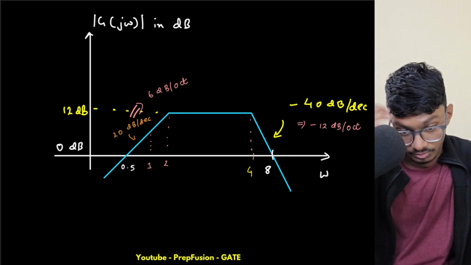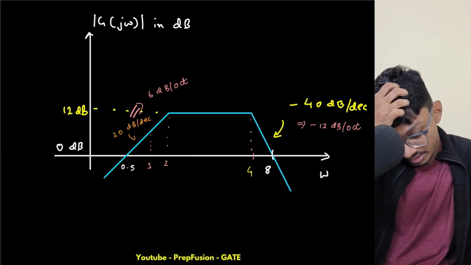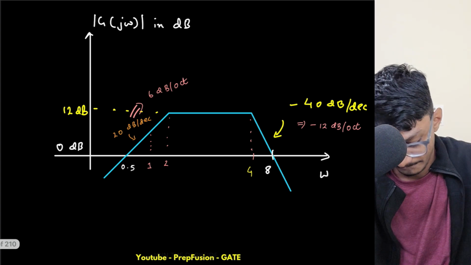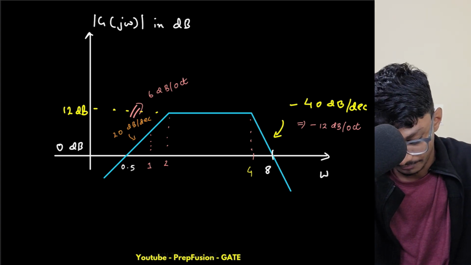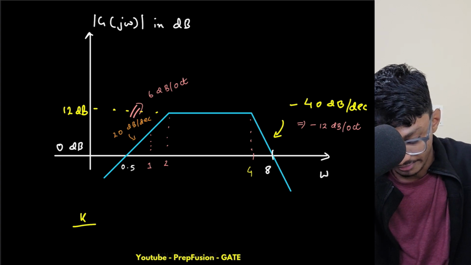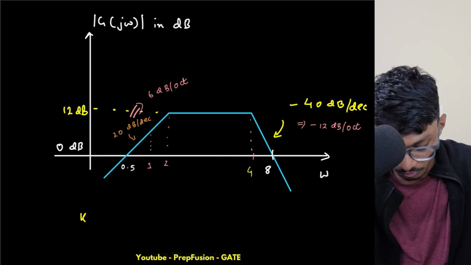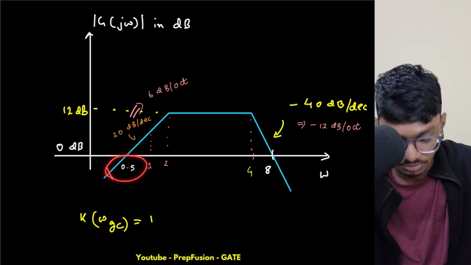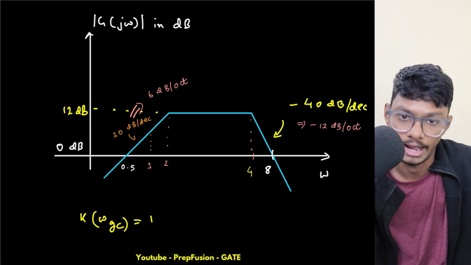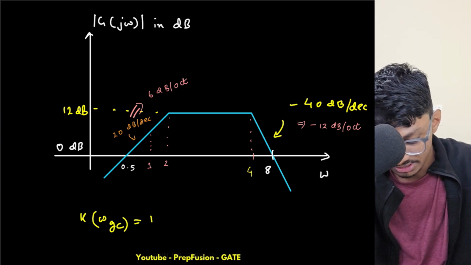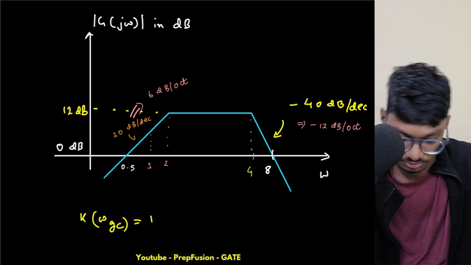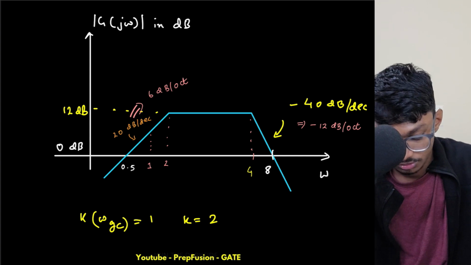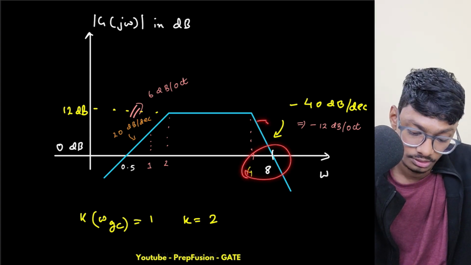And the value of k? For the value of k, again you can use this. Simply, I'm doing the shortcut here. As I have a 0 at the start, this time it is not K by omega, this is k times omega. So k times omega gc should equal 1, because at this frequency my magnitude is 0 dBs, or in decimal scale 1. Omega gc is 0.5. So k will be equal to 2. Don't get confused and equate this with this here.